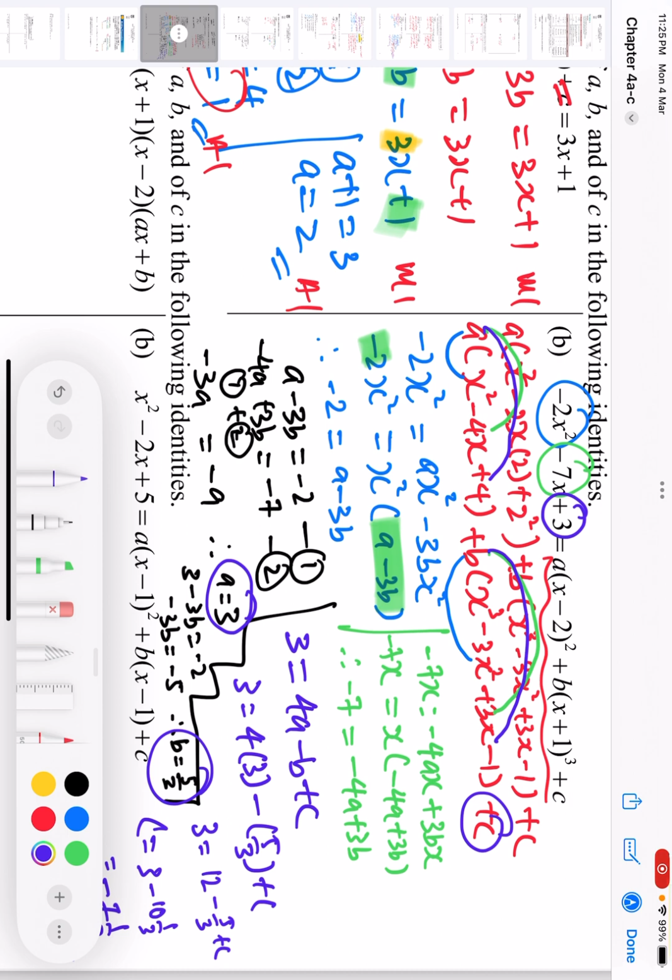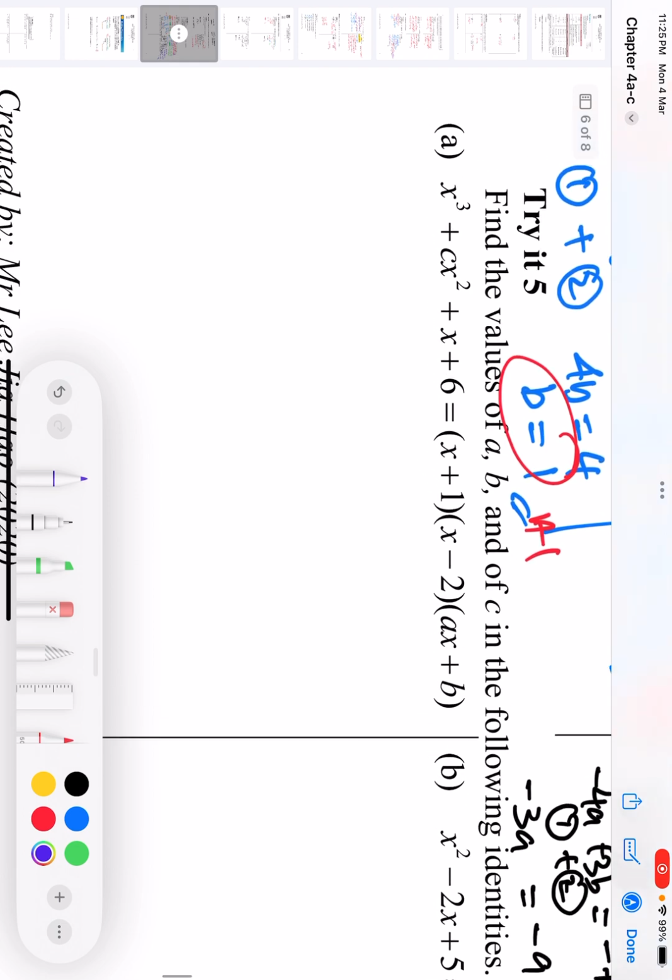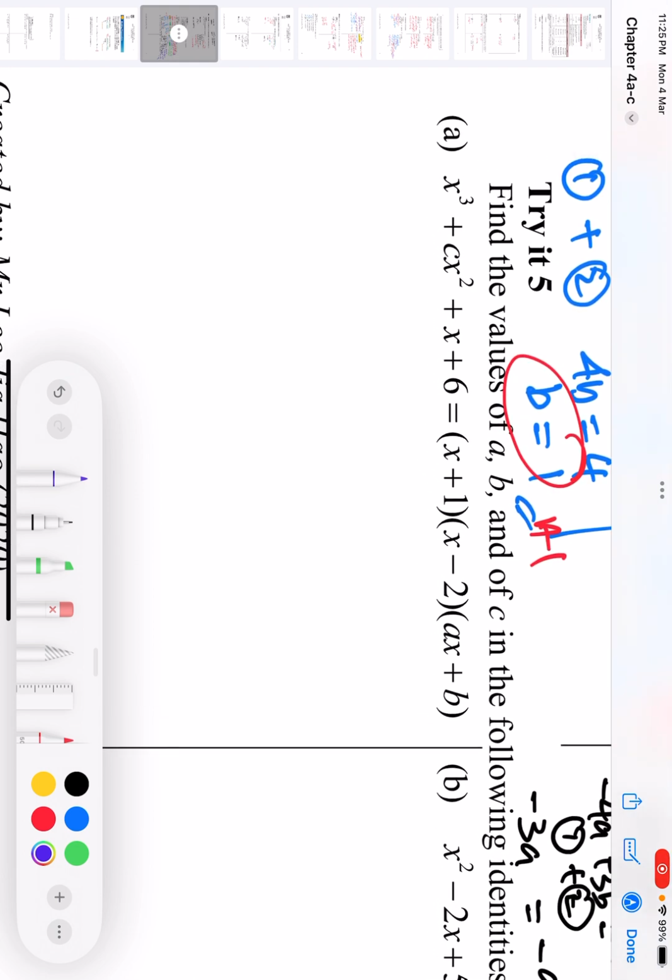The working looks a little bit lengthy, but for this kind of question, you just need to compare the left-hand side with the right-hand side. Form a simultaneous equation most of the time, and try to solve for it. You don't have to expand everything out. Okay, let's do 2 more questions. Let's try 5. Same thing here. I don't have to expand everything.